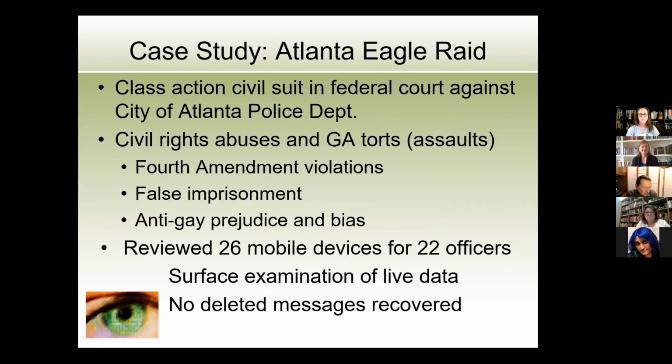This next case was also early in my career and was kind of unbelievably amazing. It was a class action civil suit in federal court down in Atlanta in the Northern District of Georgia. And it was against the Atlanta Police Department. It was a major, major civil rights case. Lots of civil rights abuses occurred, and a number of Georgia torts were committed.